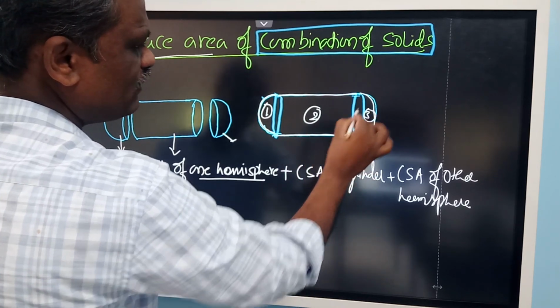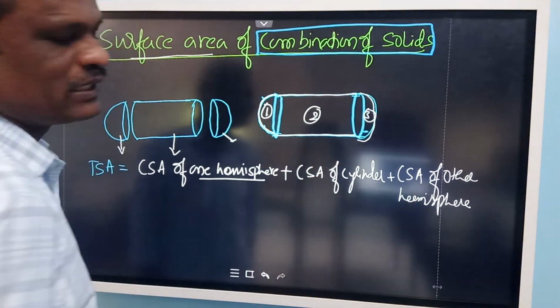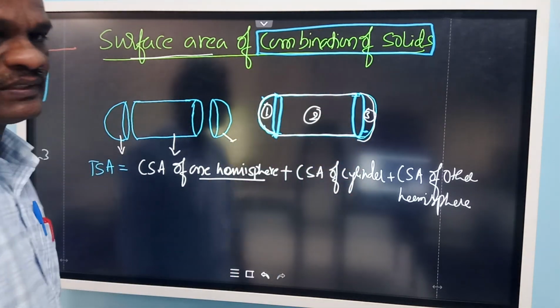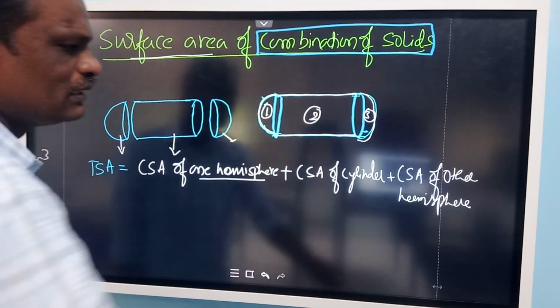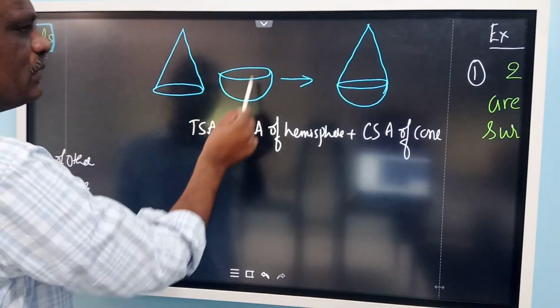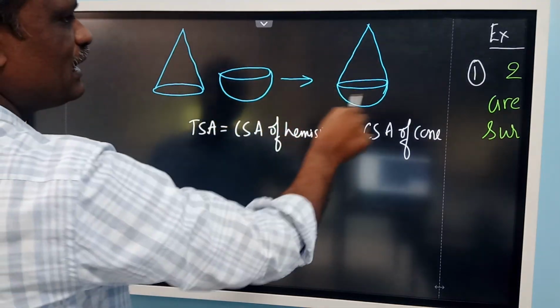Third one is one curved surface area, another hemisphere, other hemisphere. So together if you add, the total surface area of the cylinder will come. In the same way, look at this another shape. So here is a cone and a hemisphere. So if you combine, you will get a new shape.